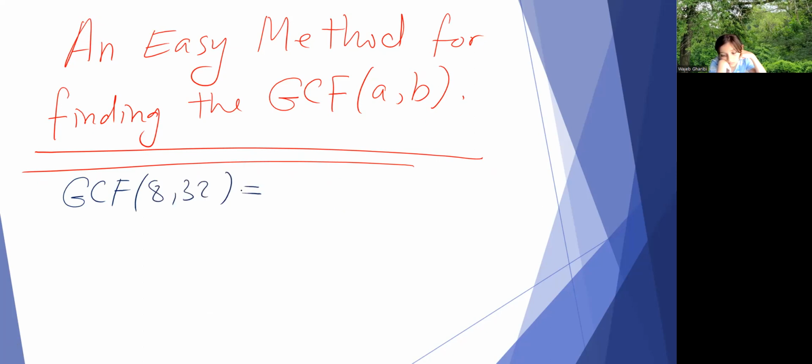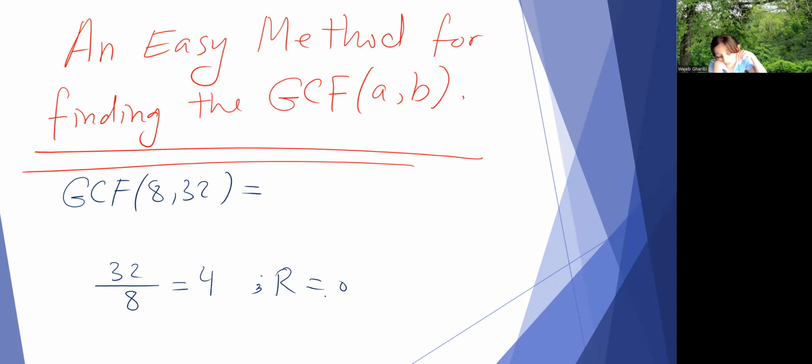Listen, what is the biggest number, 32 or 8? 32. So we divide 32 by 8. What is the result, Maria? 32 divided by 8 is 4. Yeah, 4 times 8 is 32. What is the remainder, Maria? 0. The remainder is 0. Okay.